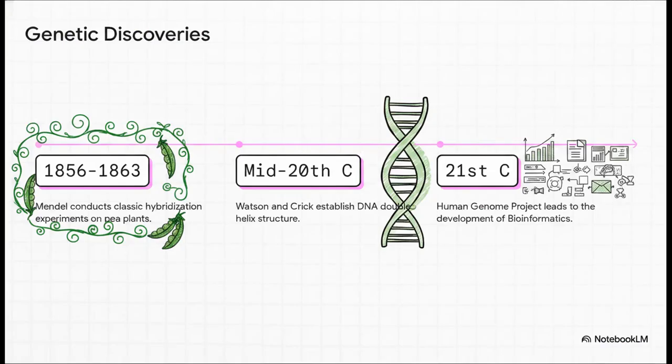Tracing the timeline of these discoveries is incredibly high yield. In the 2015 and 2017 papers, knowing exactly when and how things happened was absolutely critical. For instance, examiners specifically tested the exact years of Mendel's hybridization experiments on pea plants, 1856 to 1863.